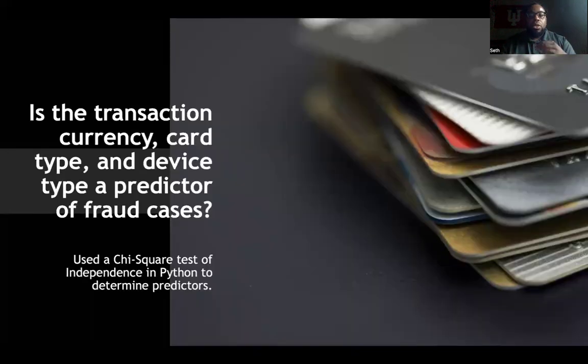Next, are the transaction currency, card type, and device type predictors of fraud cases? So I used a chi-square test of independence in order to determine the predictors. I did this completely in Python. You can see this in GitHub. You can see the code that I used for the chi-square test. I did test all of the assumptions before I did the actual test.